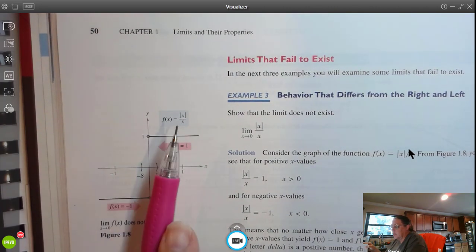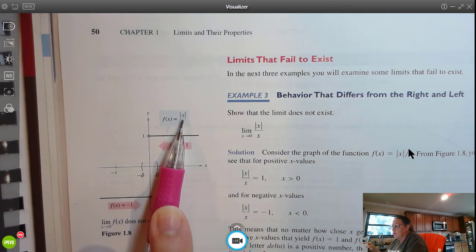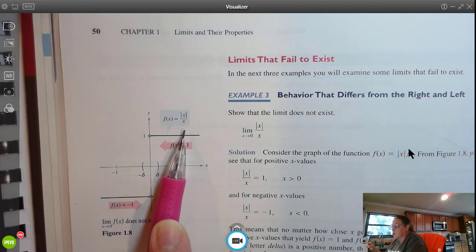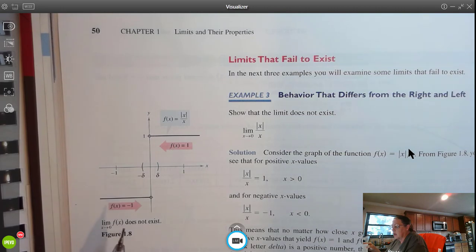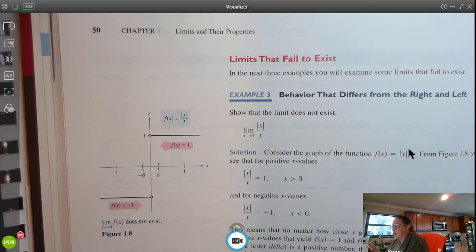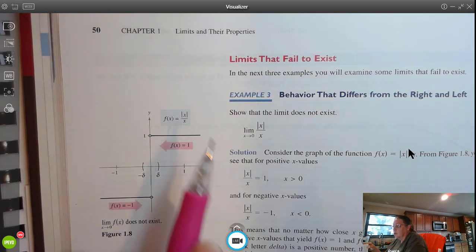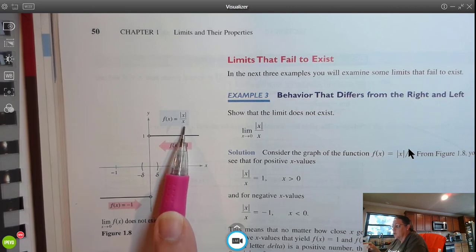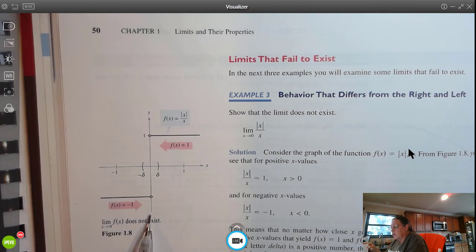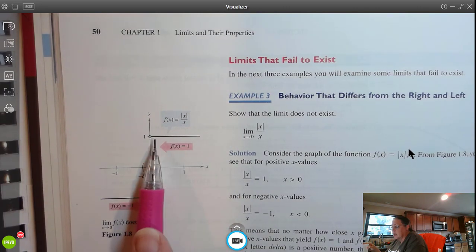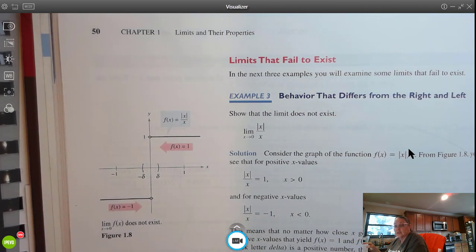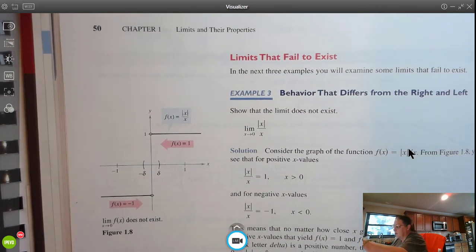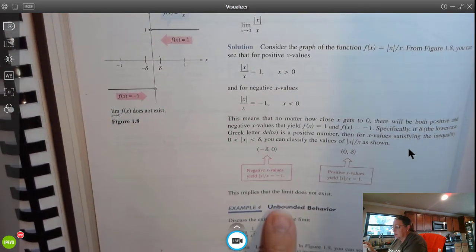From the left side of 0, pick a number for x, negative 2. So the absolute value of negative 2 over negative 2 would be, well, the absolute value of a negative number is the opposite of that negative number, so that would be 2 over negative 2, which is negative 1. Pick a number bigger than 0. Let's try positive 2. The absolute value of positive 2 over 2 is 1. You can see as we move from the left side and the right side, as x approaches 0, I am approaching two different y values. And so, since we are approaching two different y values, this tells us the limit does not exist.